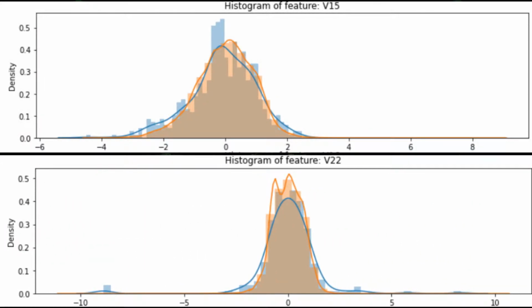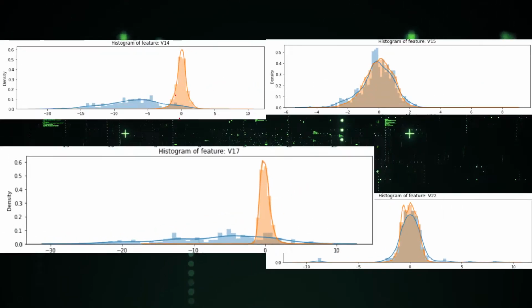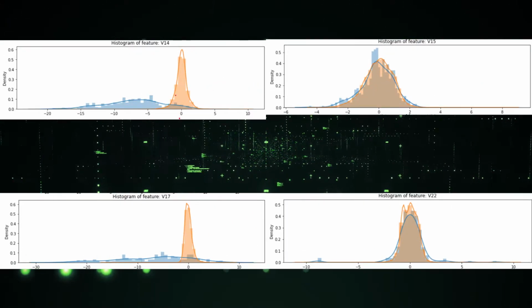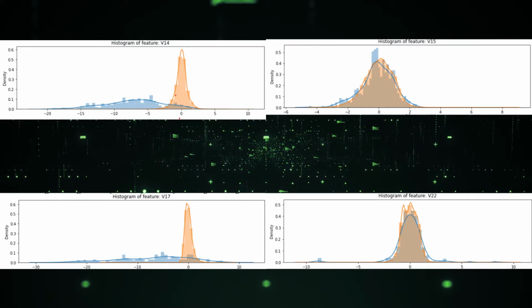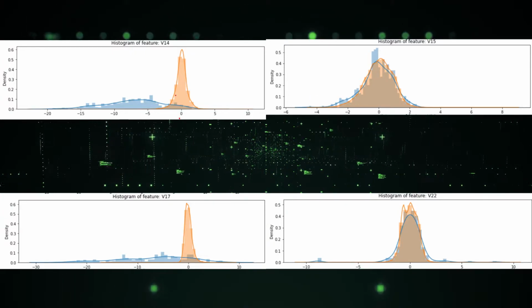Looking at each particular V-named feature, we see their values overlap for features like V15 and V22, while some features like V14 and V17 show a more significant variation between the classes. Therefore, when we created the models, the features with the greater variance had a greater weighting on classifying a piece of data.